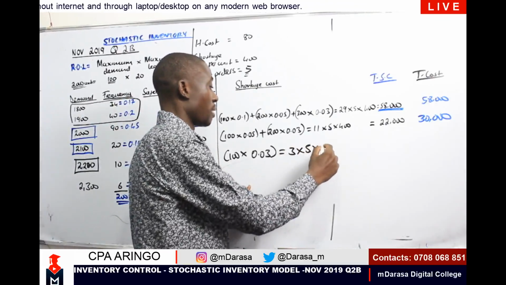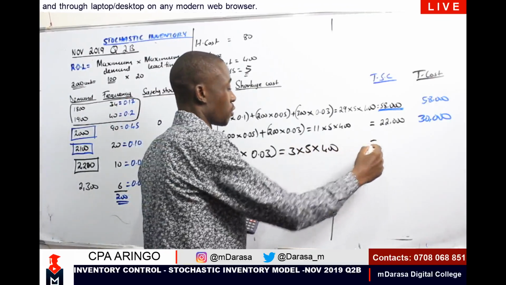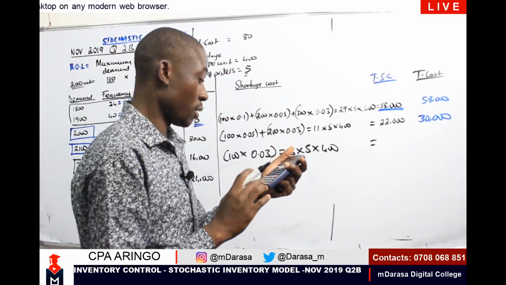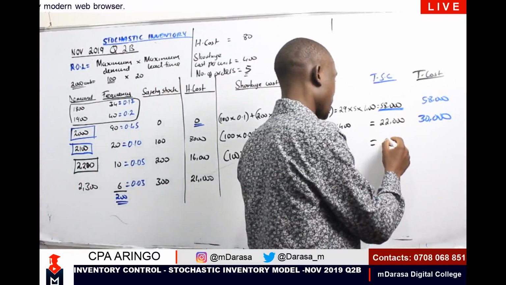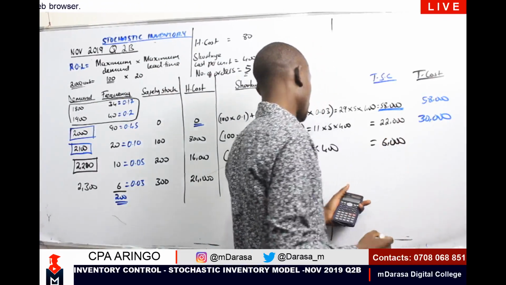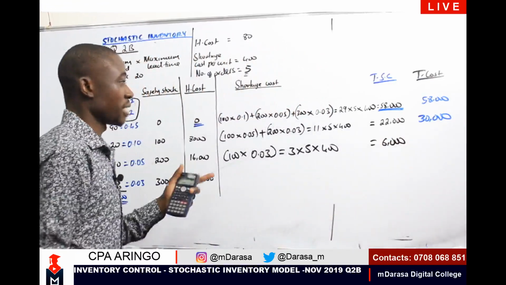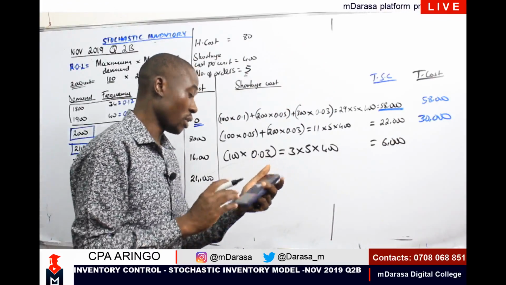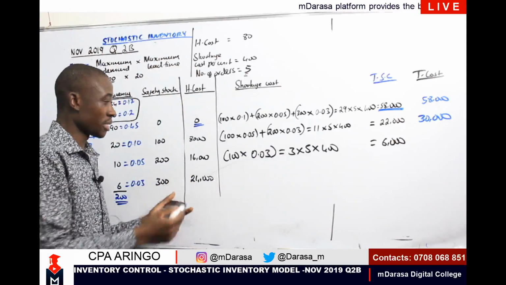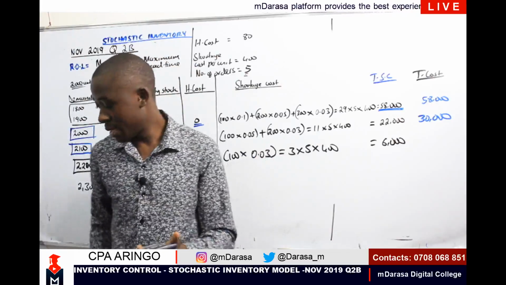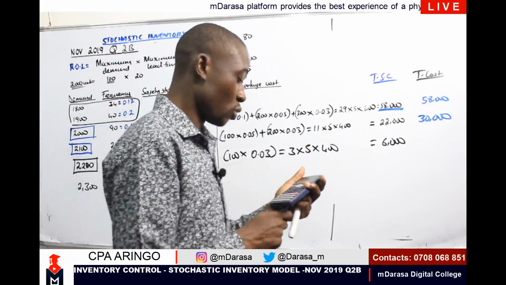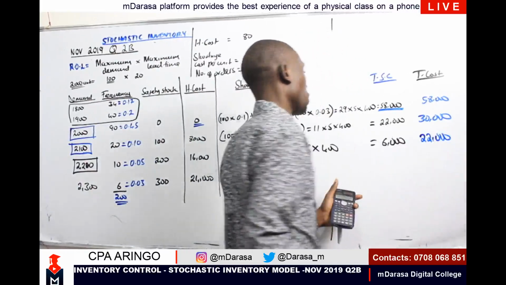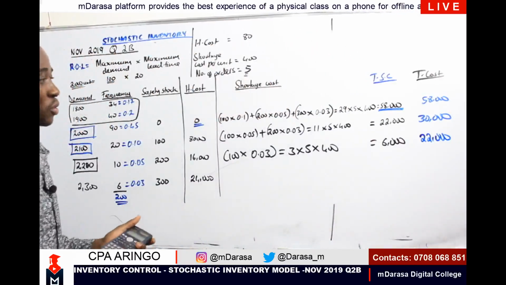By number of orders by shortage cost per unit. So therefore that should give us 3 by 5 by 400 to give me a figure of 6,000, right? So 6,000 we add to our holding cost. Recall our holding cost, 16,000. So therefore I can clearly see that we should be talking of a figure of how much? 22,000. 22,000 being our total cost.